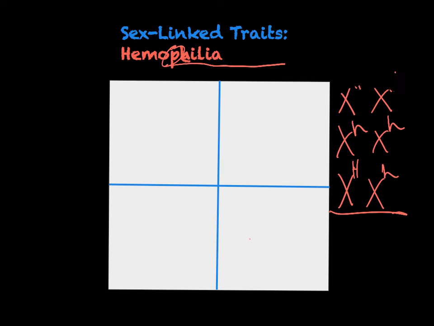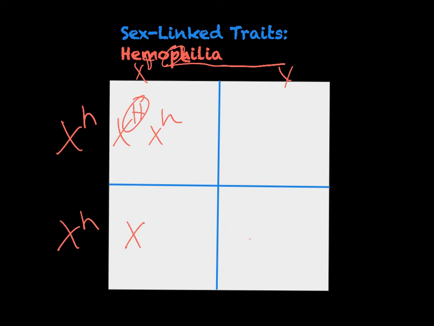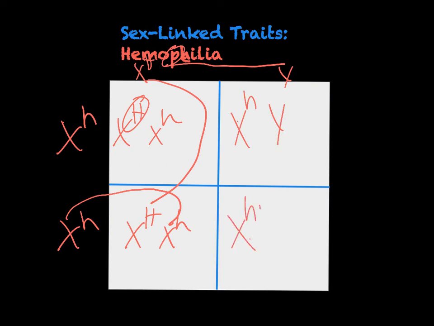So if we combine a hemophilia mom, so she has 1 X with a little h and another X with a little h, and a normal dad, so he has an X with a big H and a Y. This new offspring will be a carrier because this H is dominant. So this will be X, H, X, h, because this comes down and this goes this way. This will be X, H, Y, X, H, Y.